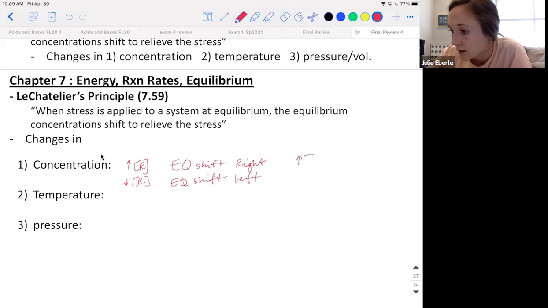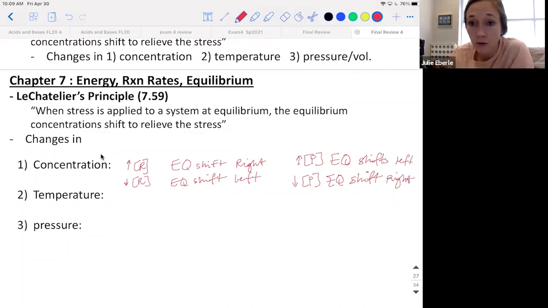If we increase the concentration of a product, equilibrium will shift the other way. It'll shift to the left. If we decrease the concentration of a product, equilibrium will shift towards the thing we're taking away or decreasing. So shift right. Because the products are always on the right side, the reactants are always on the left side.